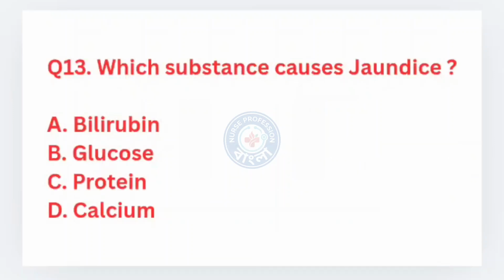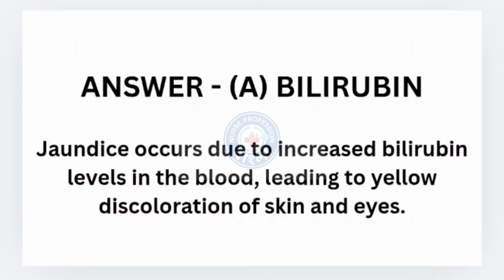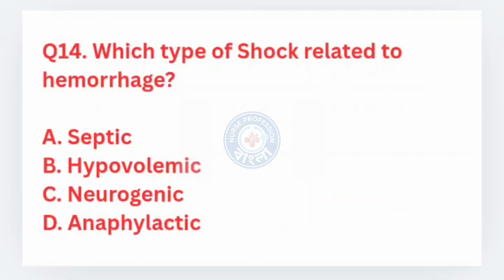13. Which substance causes jaundice? Bilirubin, glucose, protein, calcium. Answer, bilirubin. Jaundice occurs due to increased bilirubin level in the blood, leading to yellow discoloration of skin and eyes.